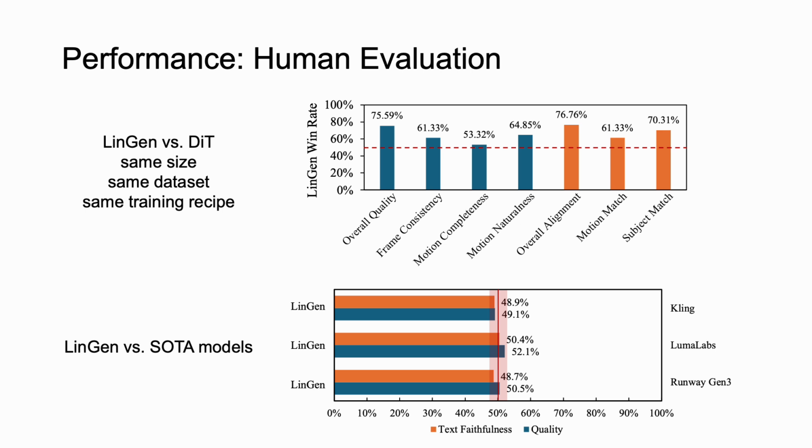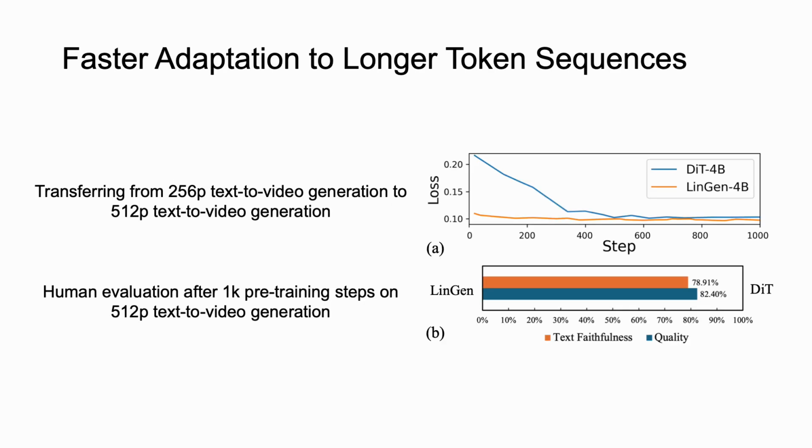Intuitively, we would consider the linear complexity Mamba layer as an approximation of the global self-attention layer, but its performance even outperforms the global self-attention layer. Why? Interestingly, we found that LinGen adapts faster to longer token sequences than DiT in our progressive pre-training recipe, which could be the reason why LinGen outperforms DiT in our experiments.